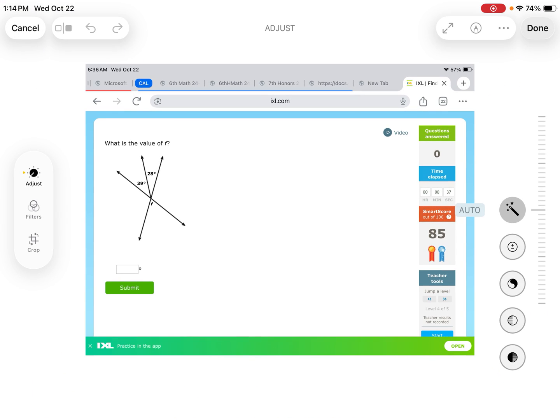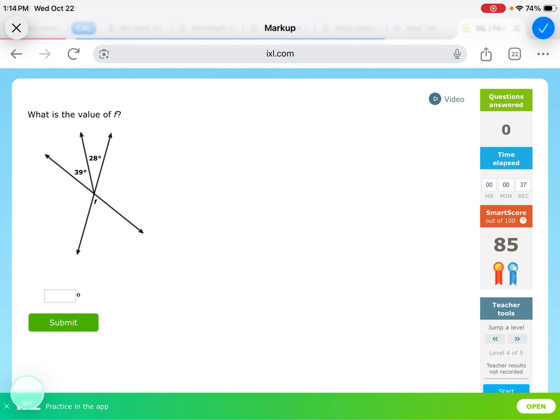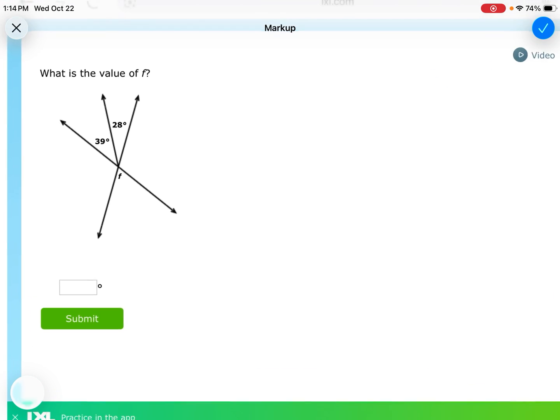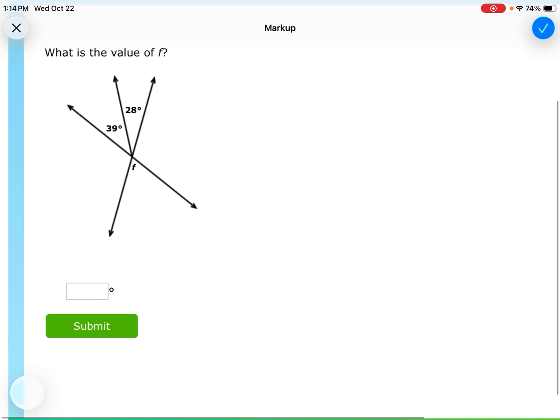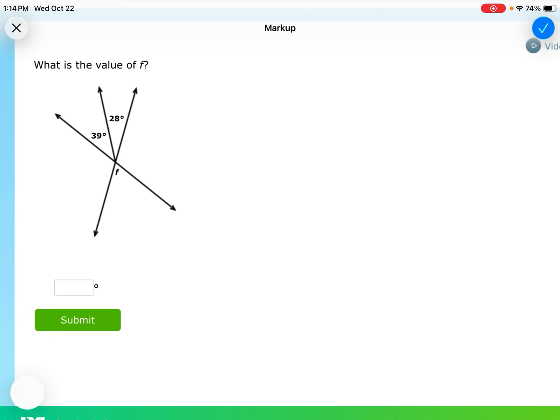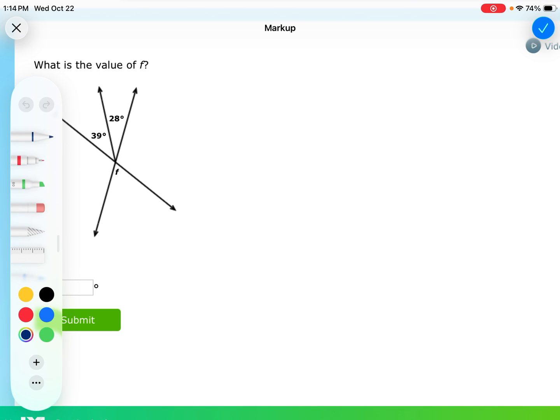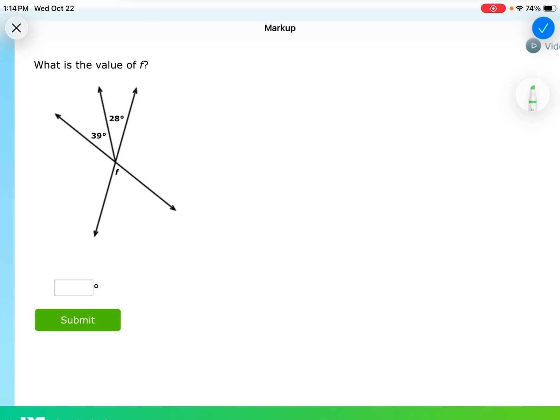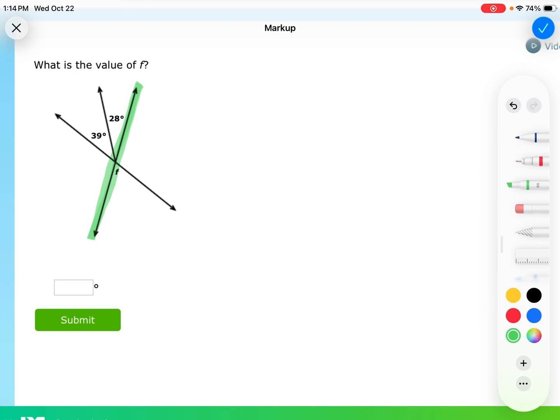You have this guy, after you're done copying it, it says, what is the value of F? Okay, what do you notice? Are they complementary? No, well, you don't really see a right angle. What else do we see? Do they form a straight line? Not really. You can have many ideas, but what I want you to remember is highlighting your straight lines anytime you see those.